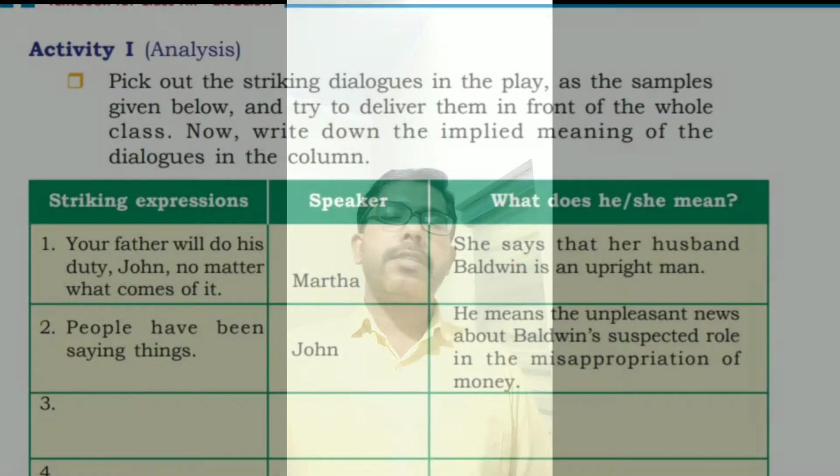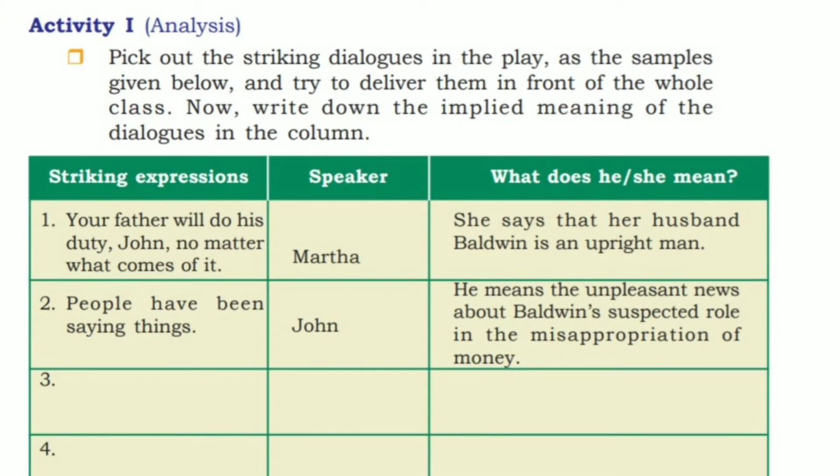Okay, now here is given a type of analysis. What actually you have to do? Pick out the striking dialogues in the play as in the sample given below and try to deliver them in front of the whole class. Write down the implied meaning of the dialogues in the column. So, you are asked to choose any of the striking dialogues, and you have to show whose dialogue it is in the other column, and also what it means by those words. A short, brief explanation is to be given.